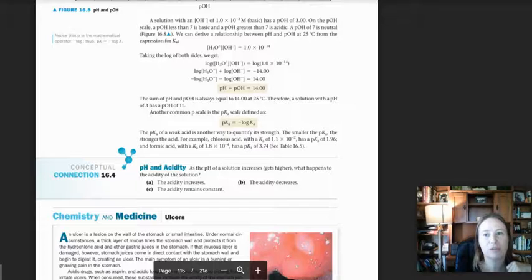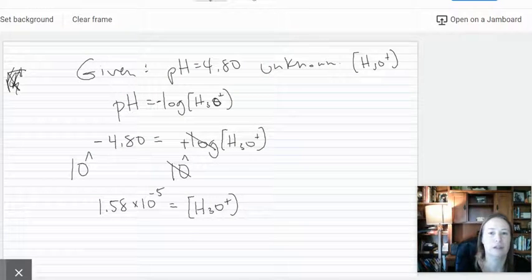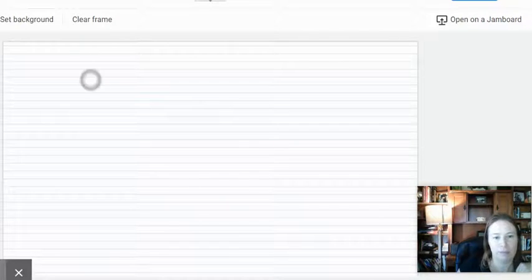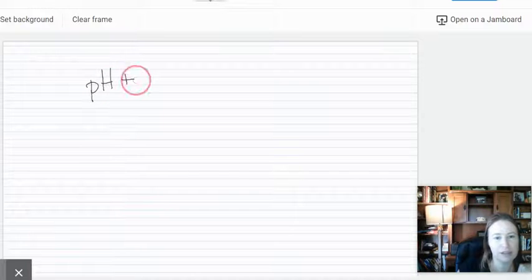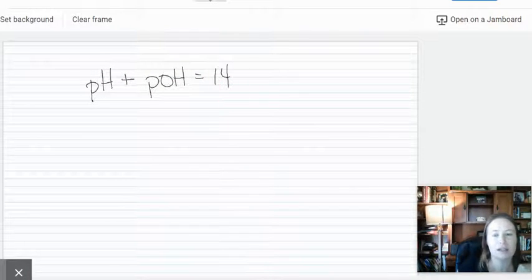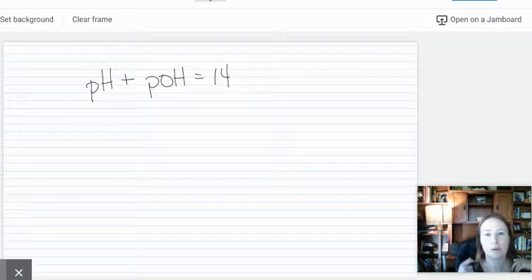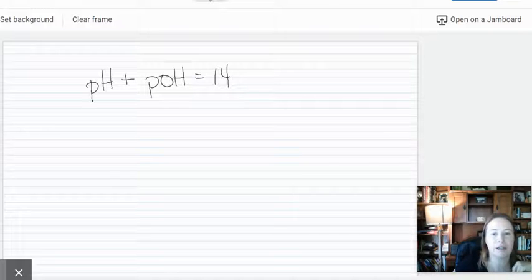Let's put that into our notes. Okay. pH plus pOH equals 14. So the easy problems will tell you pOH is 2. What is the pH? It has to be 14 minus 2, which is 12. You just plug in the one that's given, and you solve for the other one.